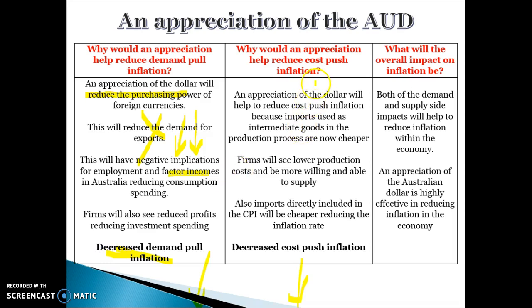On the cost push side of things, the imports used in production become cheaper if the dollar appreciates, which will lower firms' cost of production and make them more willing to supply. That will all lead to decreased cost push inflation as well. Both types of inflation go down, so an appreciation is highly effective in reducing inflation in the economy.